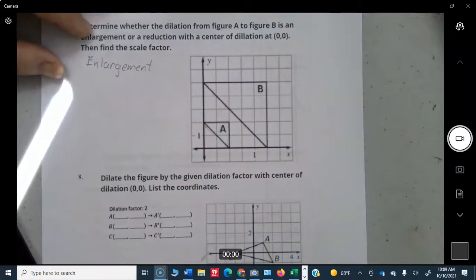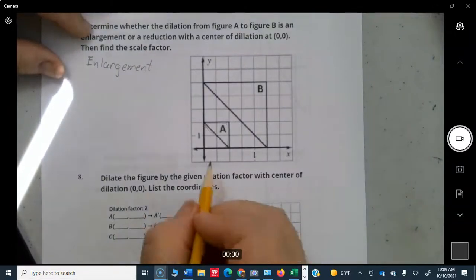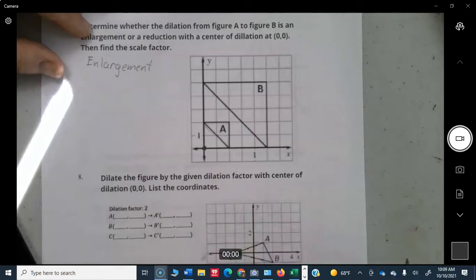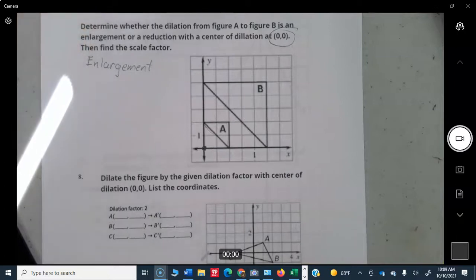Okay. Now, again, do the same thing. Here's the center of dilation. It's the origin, 0, 0. It says that right there. Again, it doesn't have to be at 0, 0. They just made all of these problems so that it is.